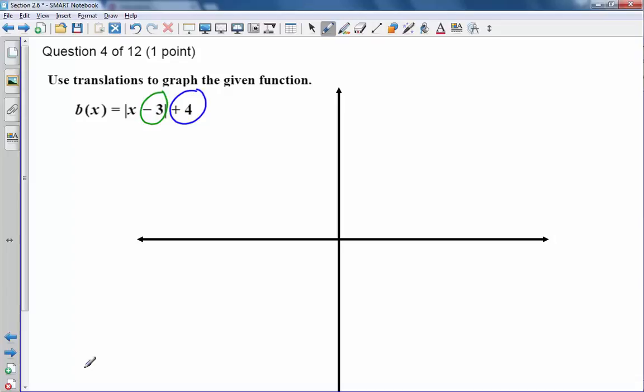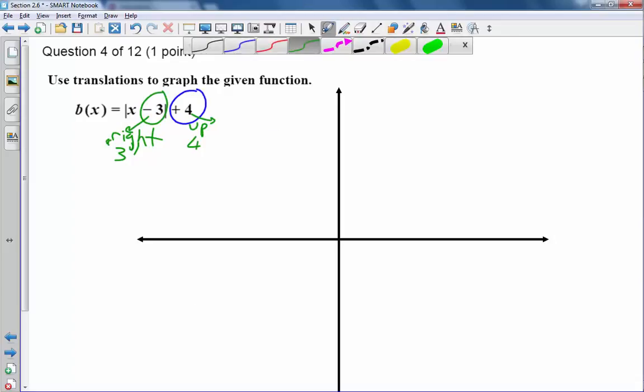So what does minus 3 do? This is a right shift. We just finished it, right? Right 3. How about this one? Up 4. So just do that to this guy.